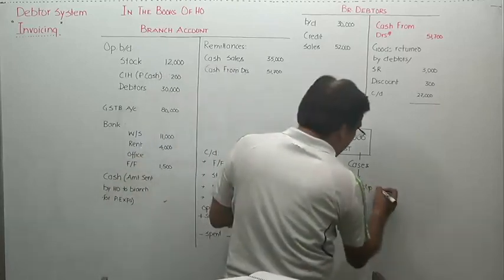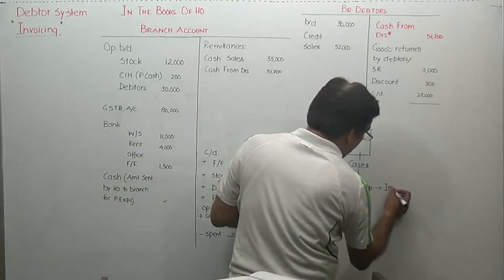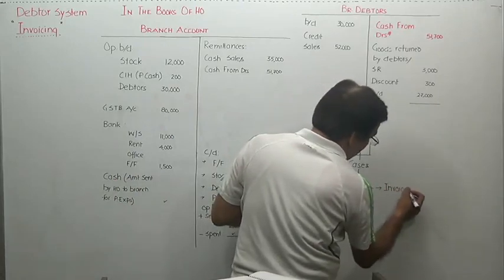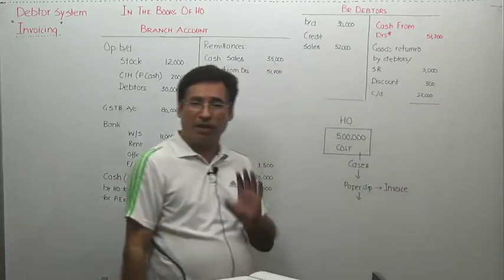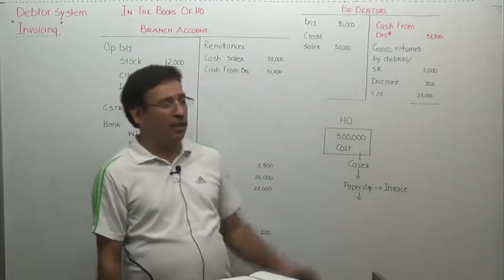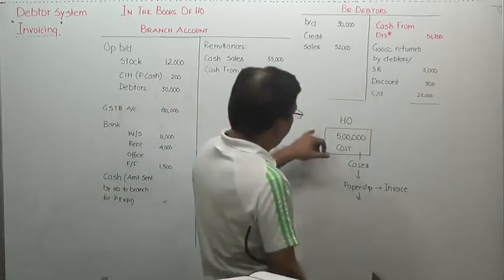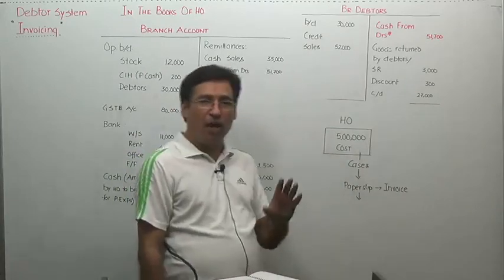This paper slip is, in fact, known as invoice. This paper slip is your invoice. Is it clear to you? In the invoice, I have already told you, particulars regarding the goods, quantity, etc. are written down. But what head office did now? Pay attention.